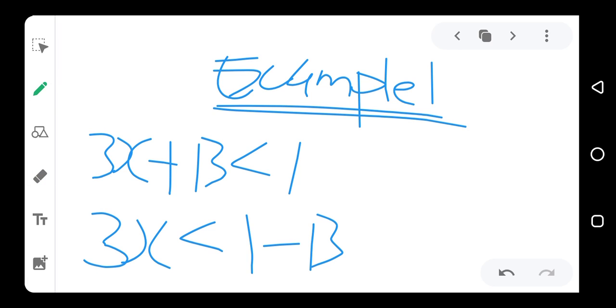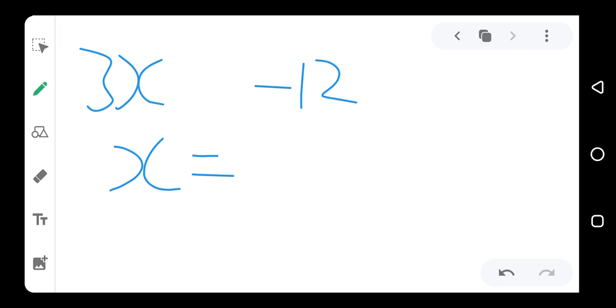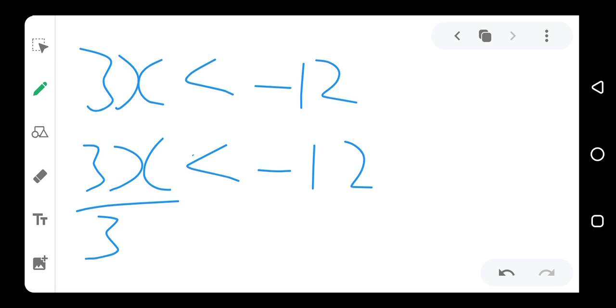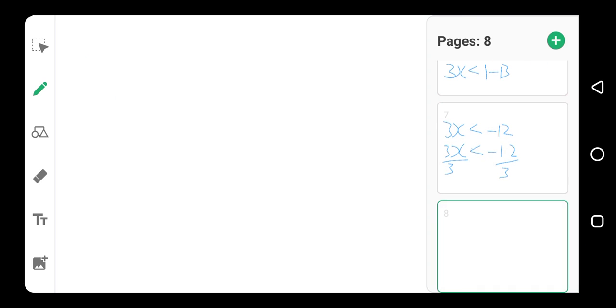Less than. Now we are dividing both sides by 3, and the 3 here does not have a negative. Because it does not have a negative, we are not changing the sign. So it becomes 3x over 3 is less than minus 12 over 3. 3x over 3 is x.